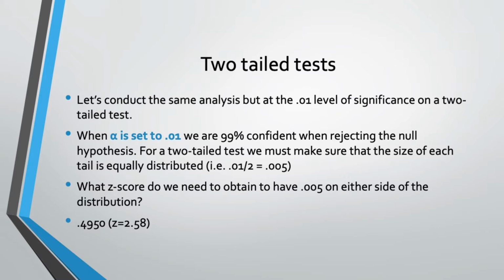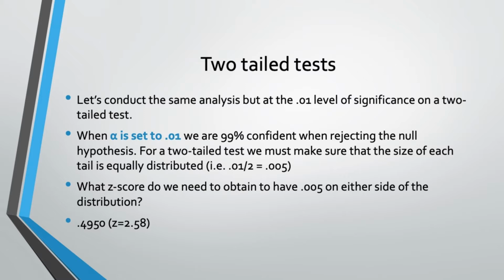And for a two-tailed test, we have to make sure that the size of the tail is equally distributed. So whatever we're setting our alpha to, in this case 99%, that means that the alpha is going to be 0.01. All we have to do is divide that by 2 because we want equal proportions in the tails. We want equal-sized rejection zones on either side of the mean. So simply we take 0.01, we divide that by 2, and we end up with 0.005.